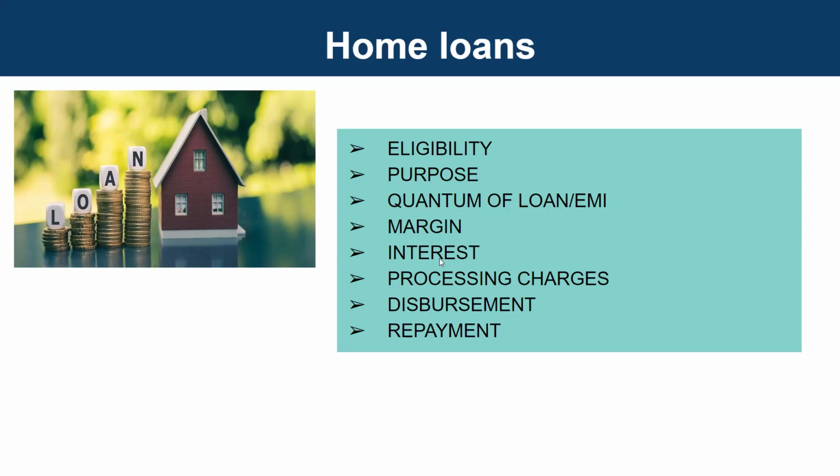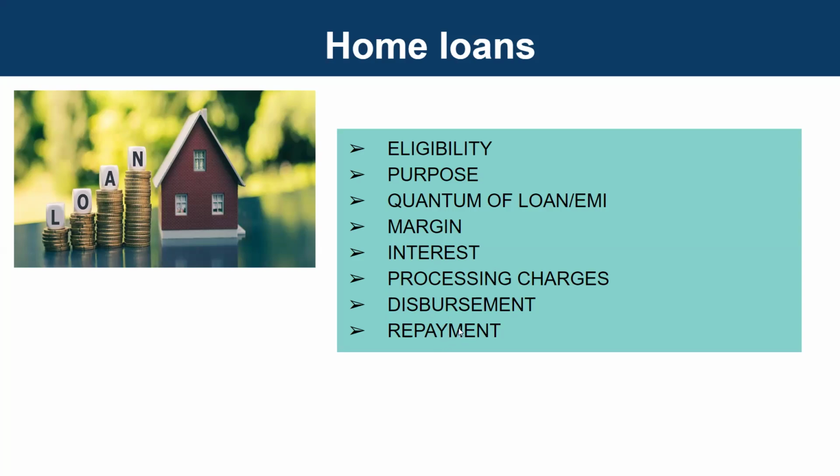Rate of interest again varies from bank to bank. The processing charges also vary from bank to bank, and some banks usually waive the processing charges in order to attract customers, especially when it comes to housing loans. So what about disbursement? Disbursement is usually upfront in case of a ready flat or house, and repayment is highly flexible.